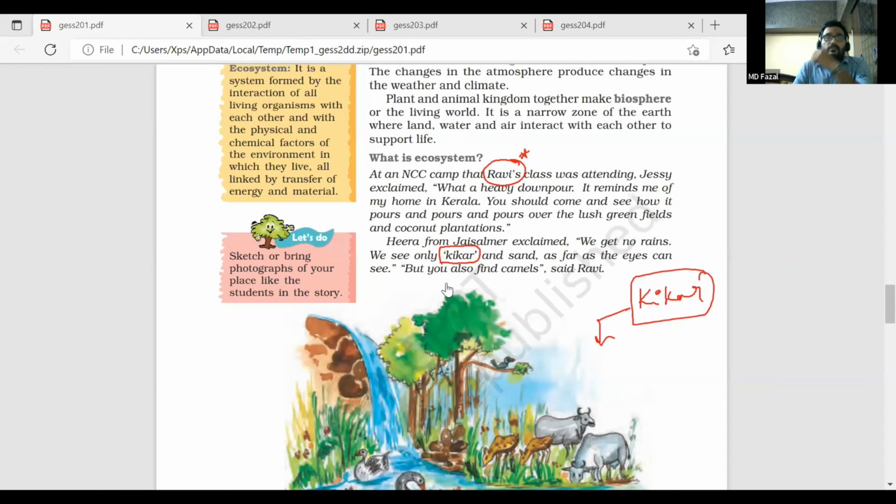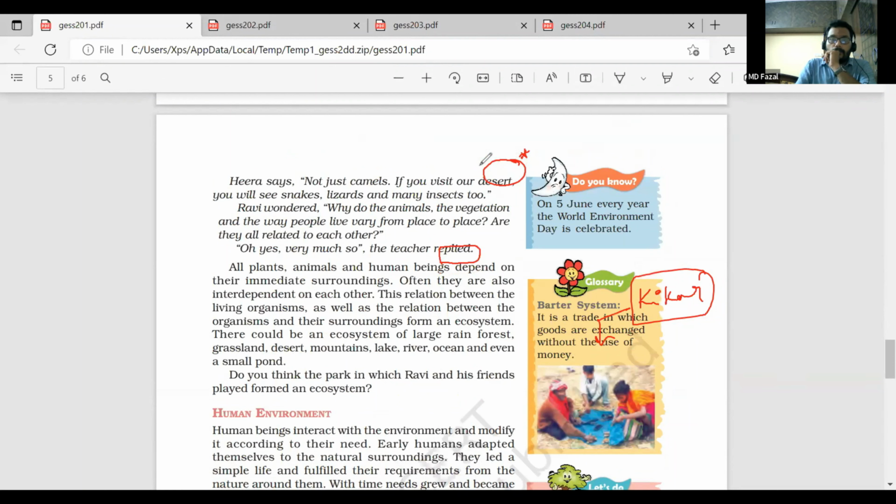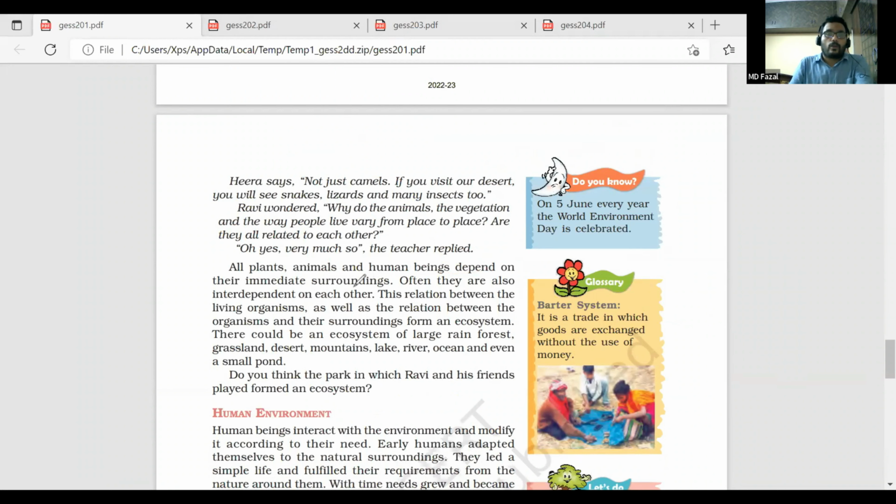Kankar: gum, tree, stones, pebbles, dust, stone type. That's true. It's a type very much related to the stones. Next point. Oh yes, very much so, the teacher replied. So you don't go into all such things which are not useful for you. Just give a read, that's it, and close that.